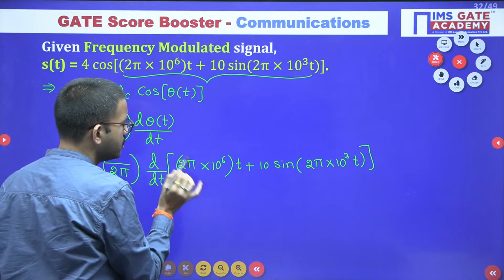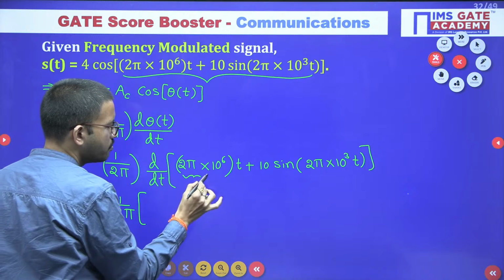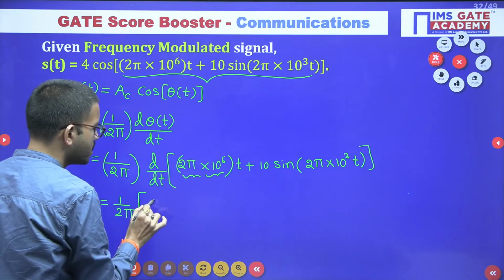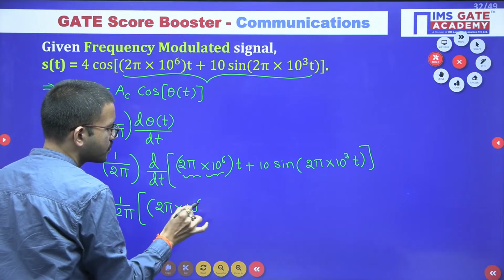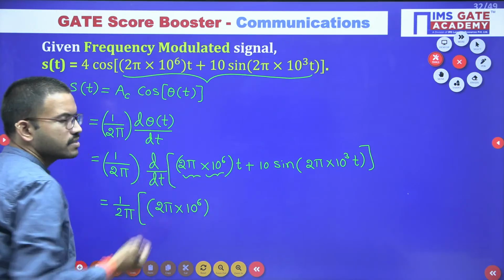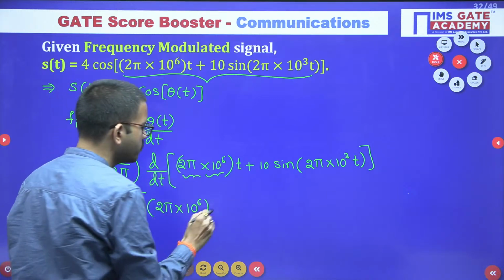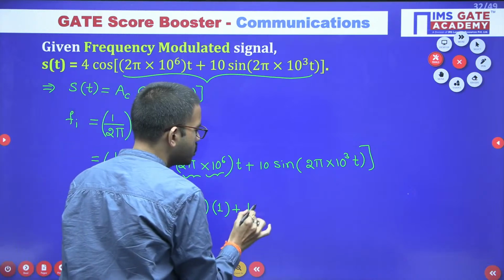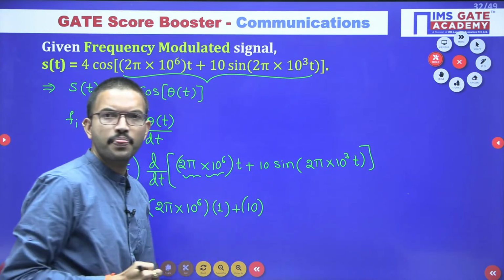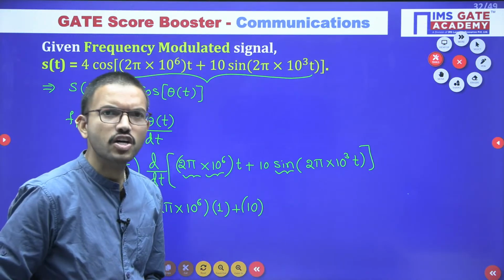Okay. So here 2 pi is a constant. 10 power 6 is also constant. So we can keep 2 pi into 10 power 6 as it is. And dt by dt is nothing but 1. Differentiation of t with respect to t is nothing but 1. Plus. Here 10 is a constant, we can keep it as it is. Now, the derivative of the sine term. Derivative of sine is nothing but cos.